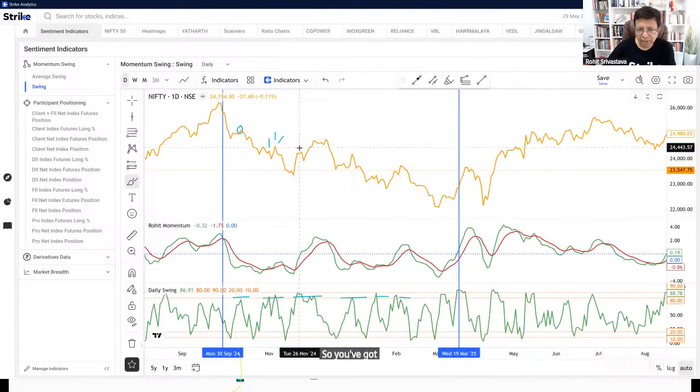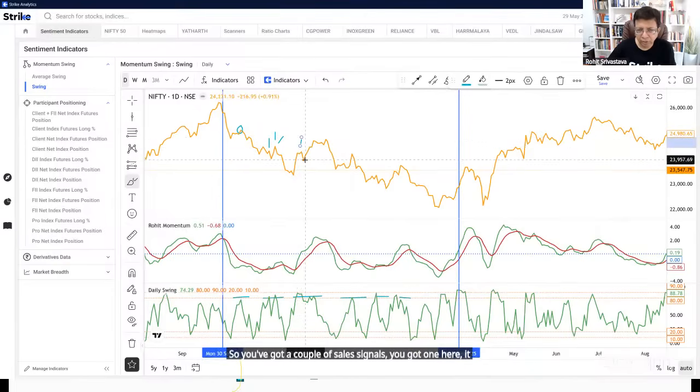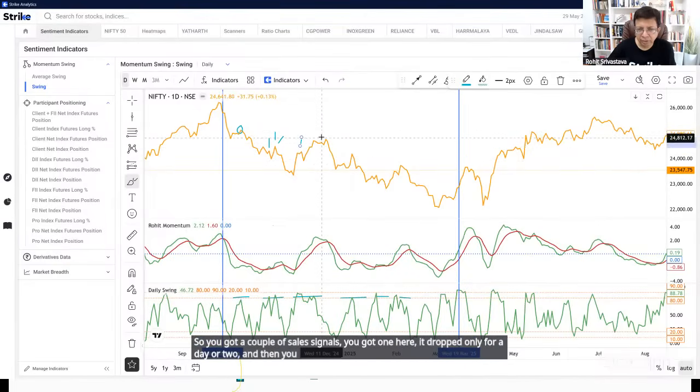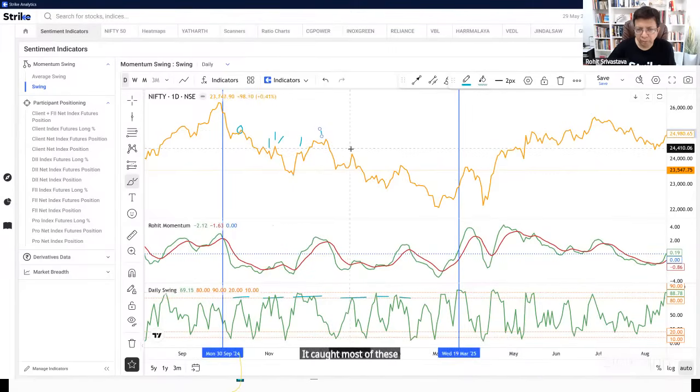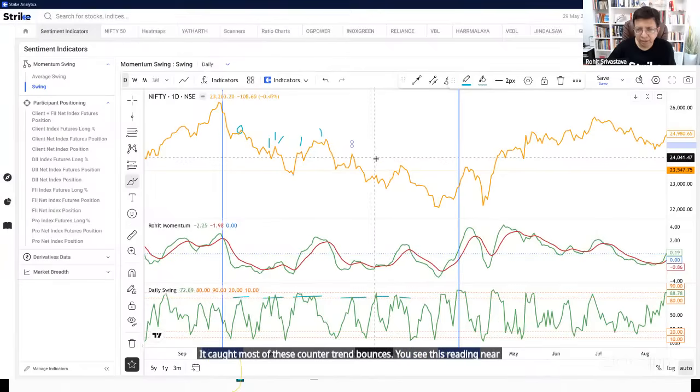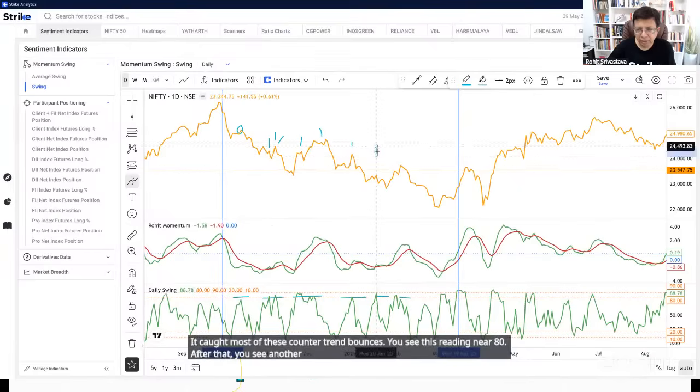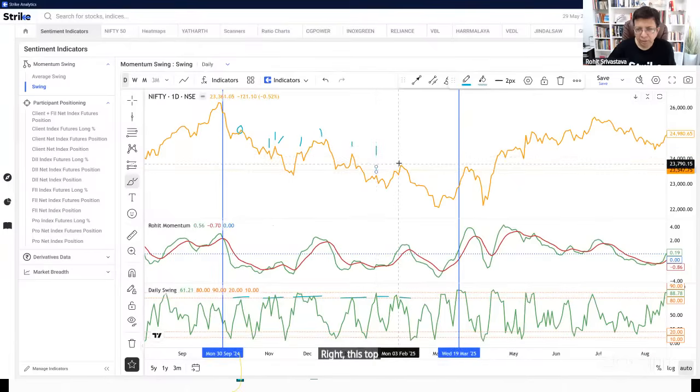So you got a couple of sell signals. You got one here, it dropped only for a day or two, and then you got one here where you got a more significant decline. It caught most of these counter-trend bounces. You see this reading near 80. After that, you see another reading at this top, and then another reading near this top. Then a divergence, and another one close to here. There's a swing turn down.